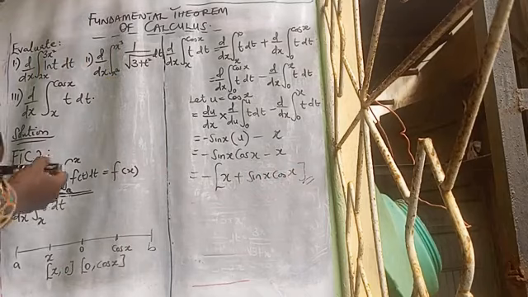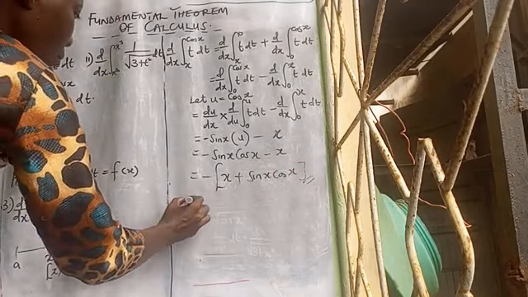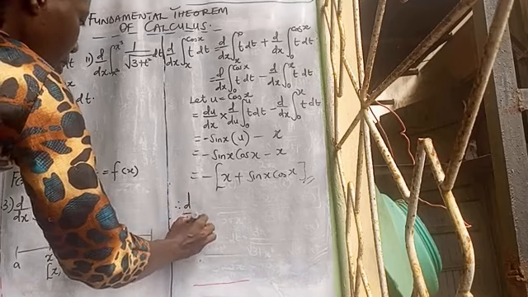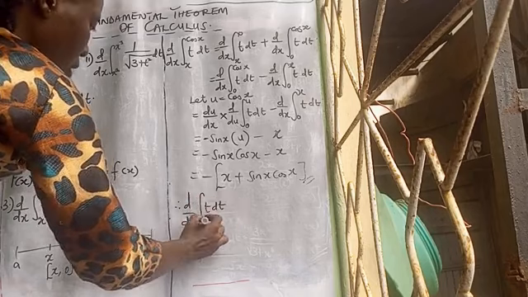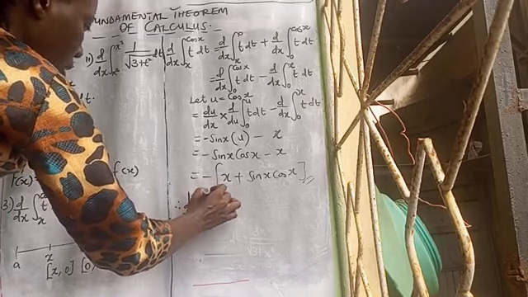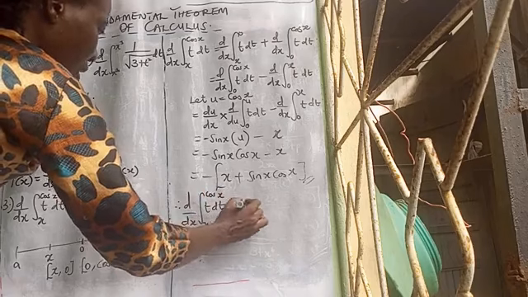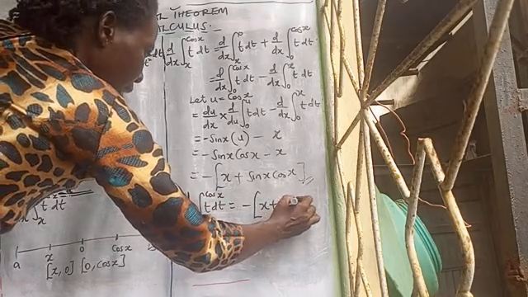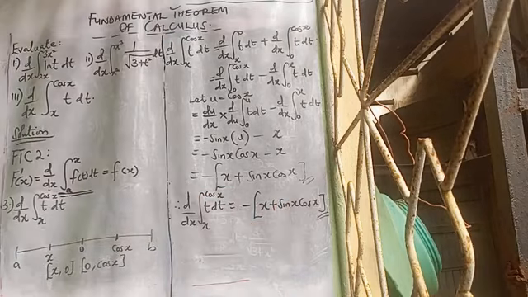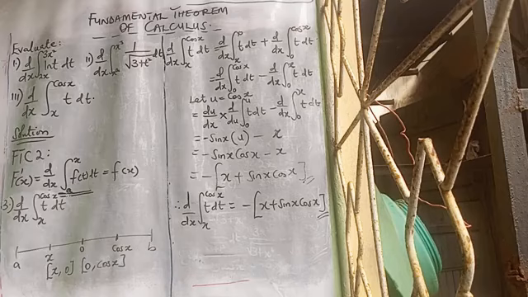Therefore, d dx of the integral of t dt from x to cos x is equal to minus sine x times cos x minus x. Did you arrive at our answer?